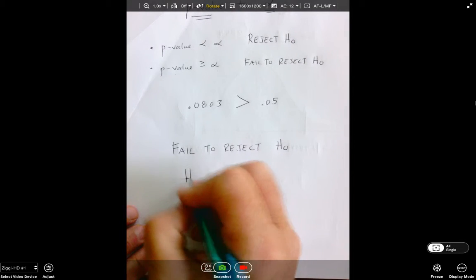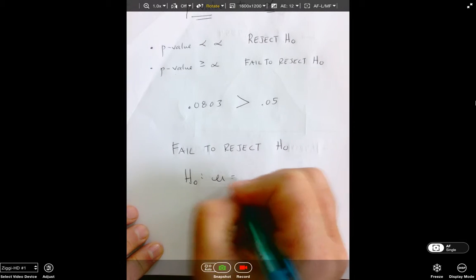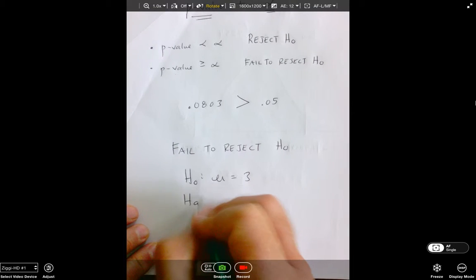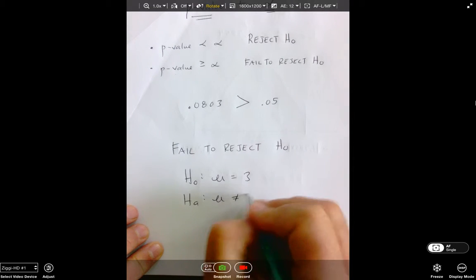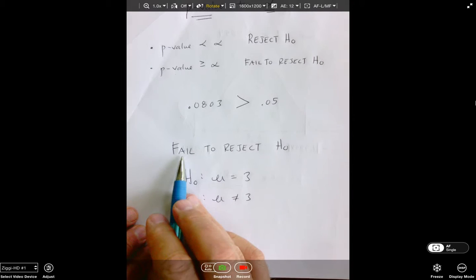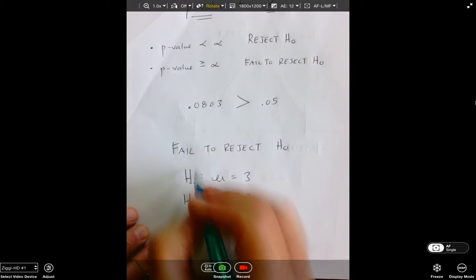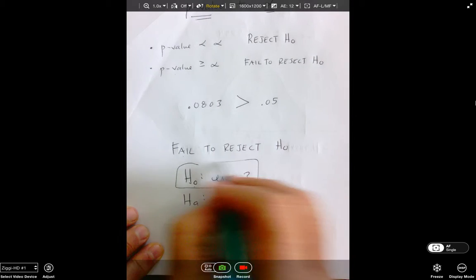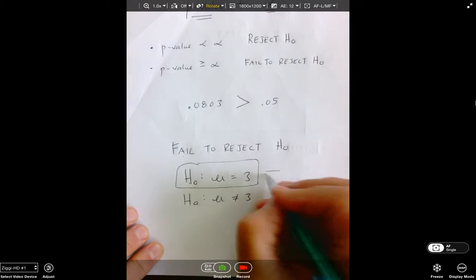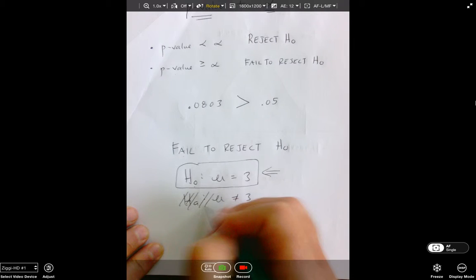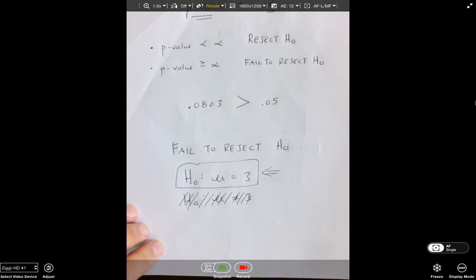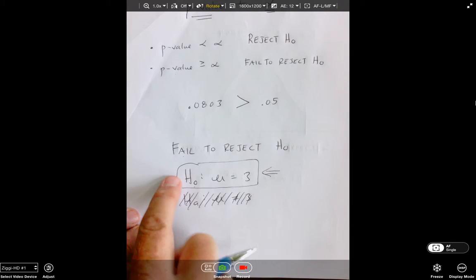Back to our initial set of hypotheses, mu equal 3, testing against mu not equal to 3, we must fail to reject this claim. So at the end of the day, we cannot reject the claim that the mean wait time is equal to 3. So we're going to dispose of the alternative in lieu of the null.